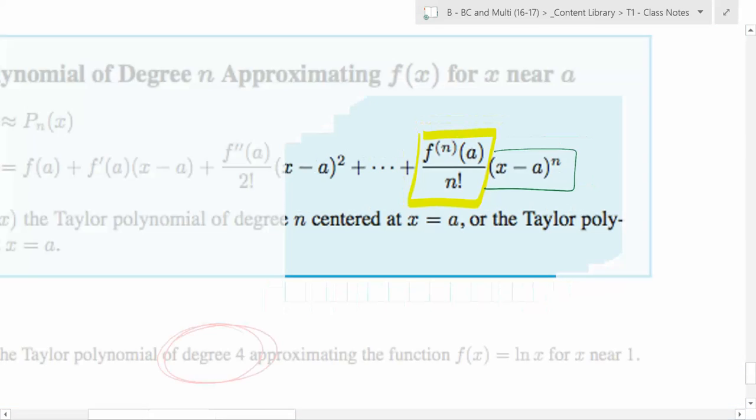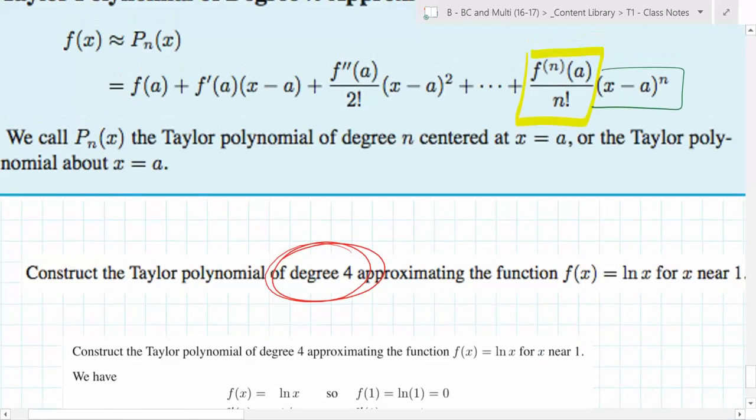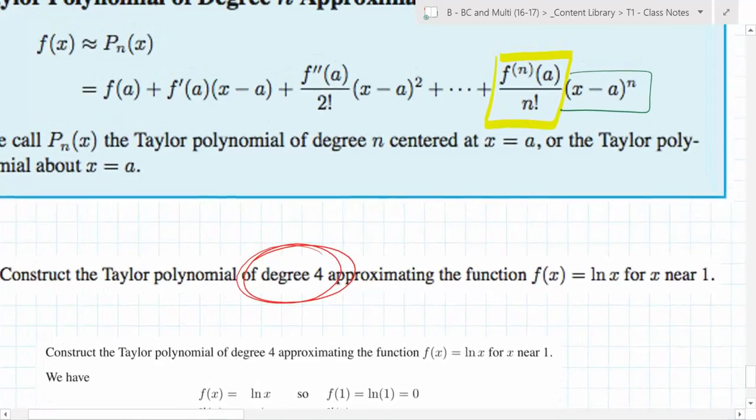So for example, that's the example you're going to do on your own right here. So everybody find a piece of the board with somebody you're not sitting next to right now.